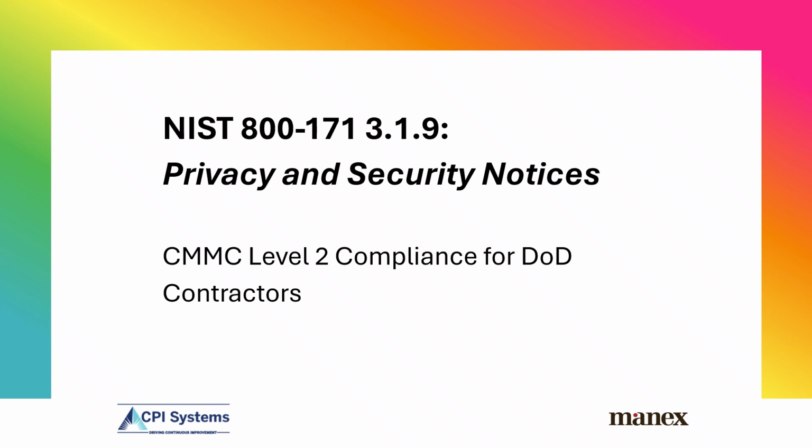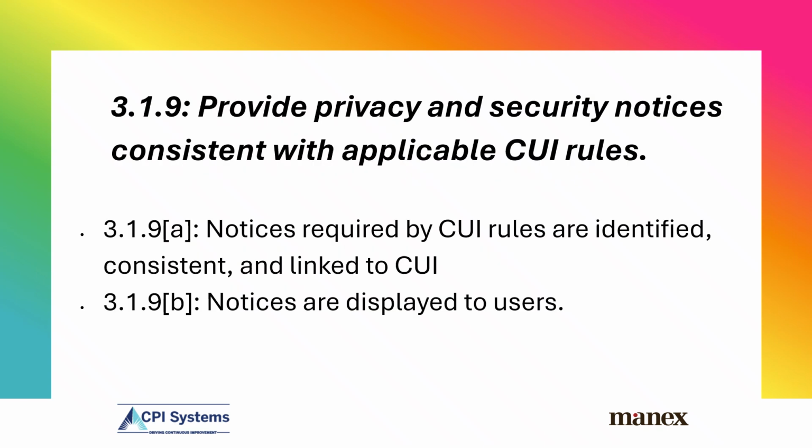Welcome. Today we'll focus on requirement 3.1.9 from NIST 800-171, providing privacy and security notices for controlled unclassified information, also known as CUI, which is a key area for CMMC Level 2 compliance. We'll look at the 3.1.9 practice requirement and assessment objectives, the detail below it.